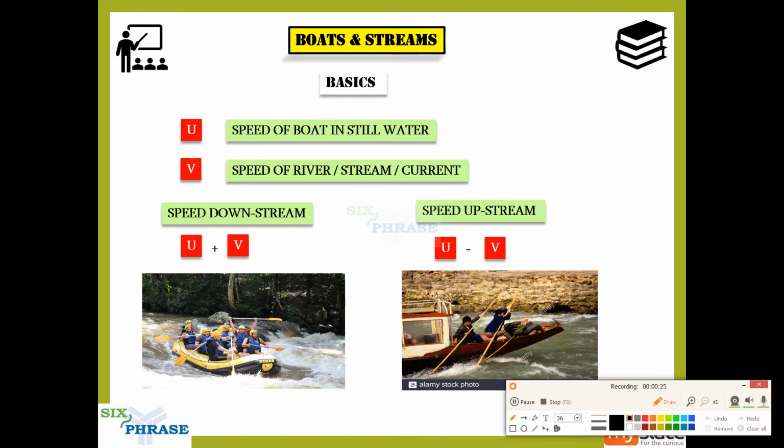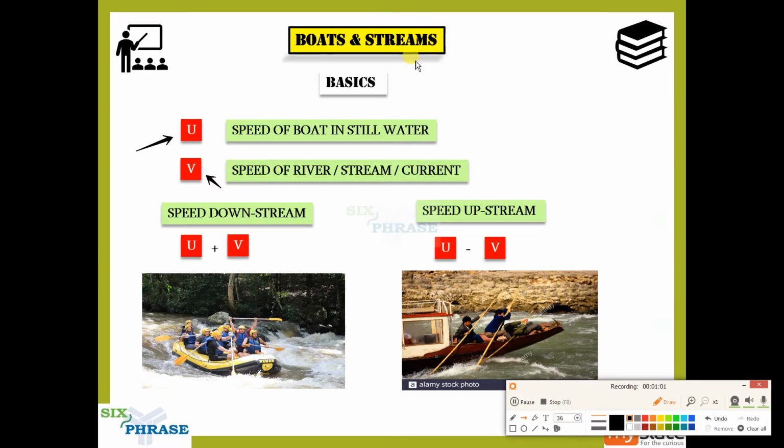Now, here the most important thing about boats and streams is these two variables, u and v. These two things are the most important when it comes to boats and streams. So you have to clearly understand what they represent. They represent stuff which is in the topic. Yes, exactly. u represents not the boats, u represents the speed of the boats. V represents not the streams, V represents the speed of the streams.